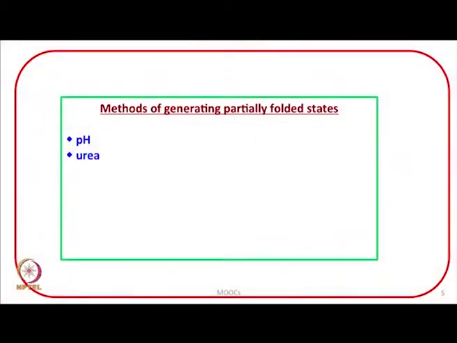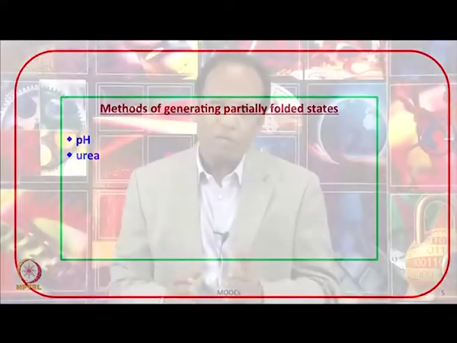Now let us take a look at the next possibility. Urea. Urea is another molecule which affects the protein conformation. It is believed that urea can affect the protein conformation by altering the structure of water. Because urea can form hydrogen bonds with water, it will alter the structure of water to a large extent. And alteration in structure of water can ultimately affect the protein conformation.